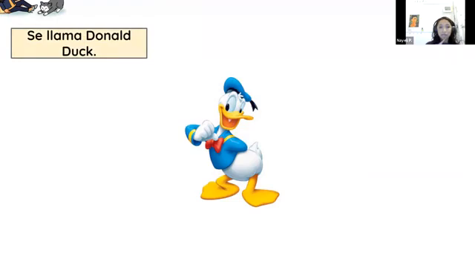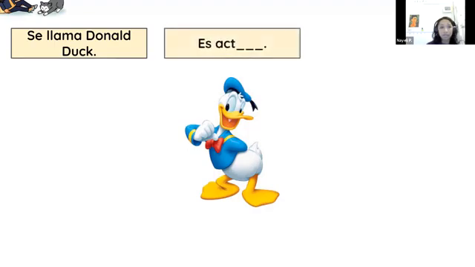Se llama Donald Duck. No se llama George Clooney. No se llama Brad Pitt. No se llama Will Smith. Se llama Donald Duck. Es actor.